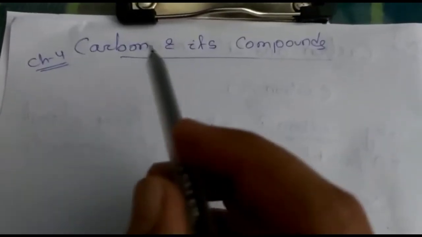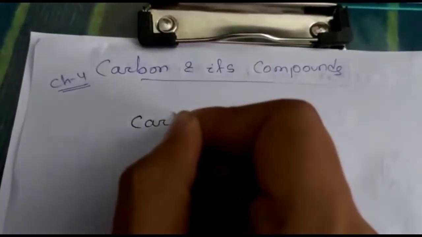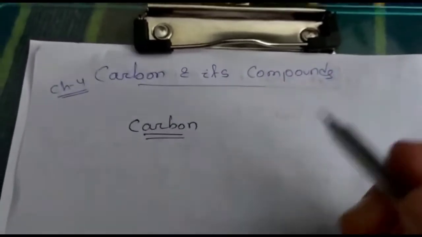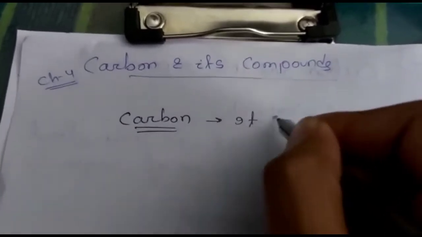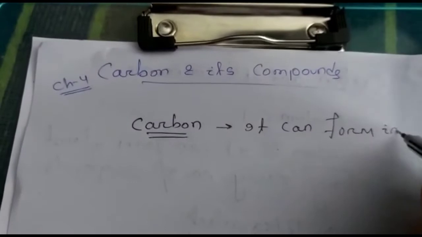Okay, I am going to start chapter 4 of your science, that is carbon and its compounds. In this chapter, the main element is our carbon. Why is carbon most important in this chapter? The answer is it can form infinitely many number of compounds.